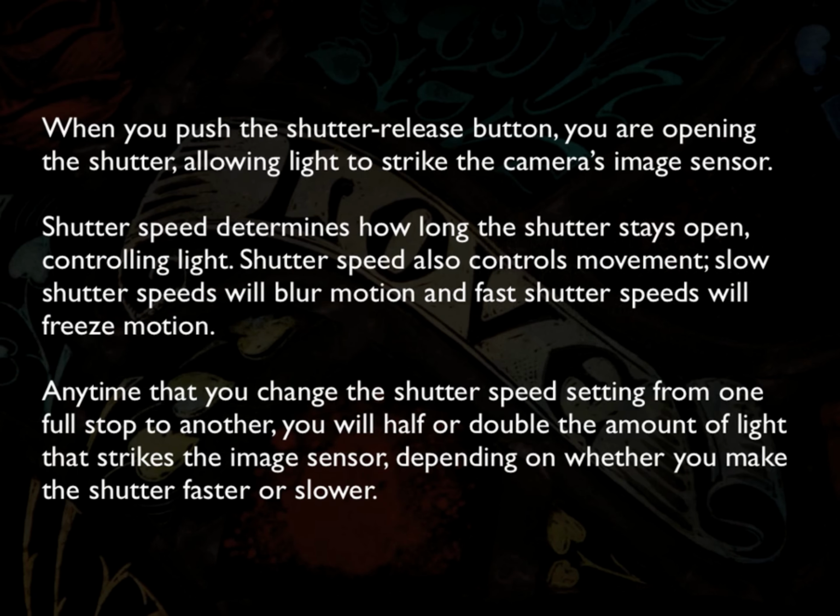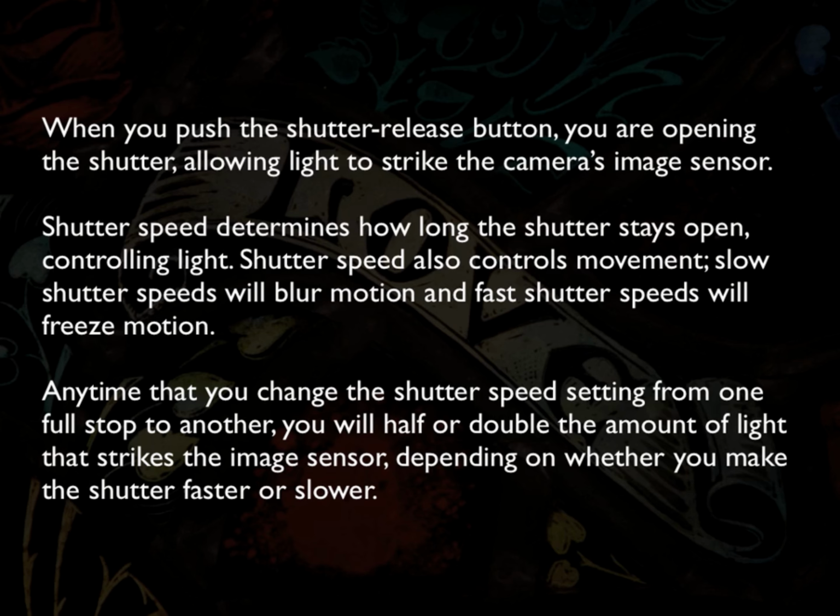When you push the shutter release button, you are opening the shutter, allowing light to strike the camera's image sensor. Shutter speeds determine how long the shutter stays open, controlling light. Shutter speed also controls movement. Slow shutter speeds will blur motion, and fast shutter speeds will freeze motion.